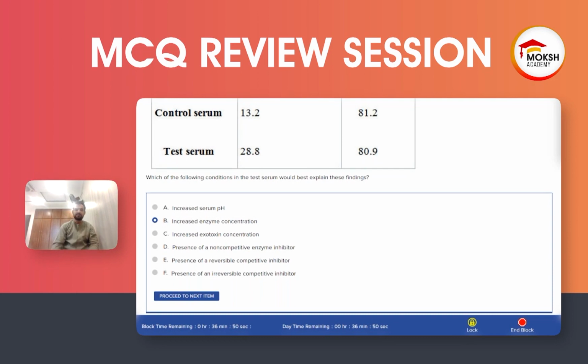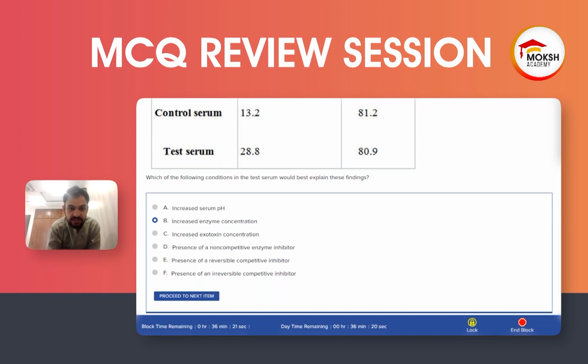Okay, increase in pH. That's not related here. This one is serum pH, and when we increase the serum pH, it is not related to this. Increased exotoxin concentration: when we increase the substrate, this won't change the Vmax, because Vmax is related to the concentration of enzyme, not the substrate.